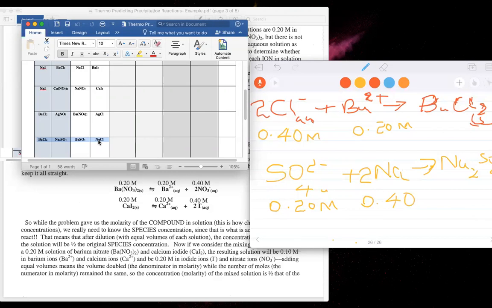I need to know the concentration of ions, sodium, barium, chloride, sulfate, because those are the key players in my precipitation reaction. I should do this so that you see that whatever I have here is before you mix. Before you mix, you need to know the concentration. Let's see when we mix now.